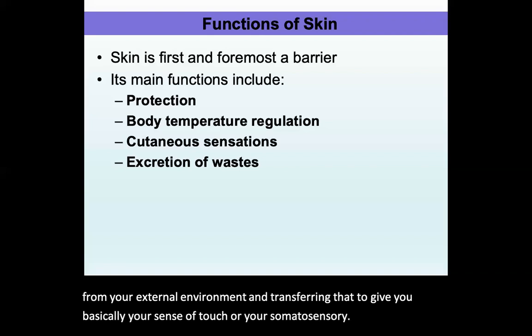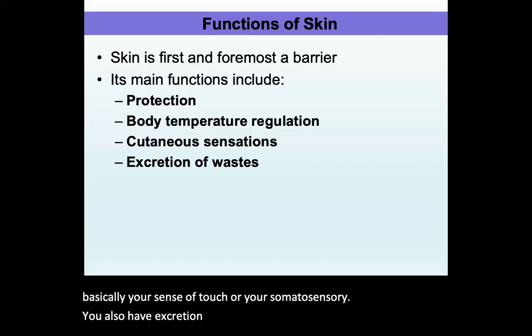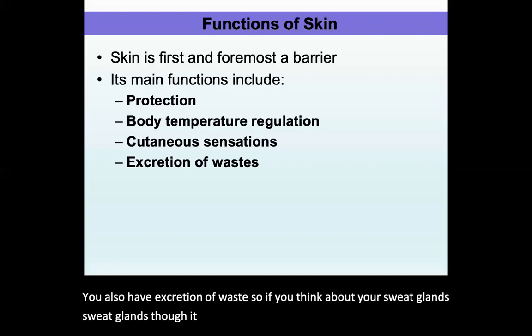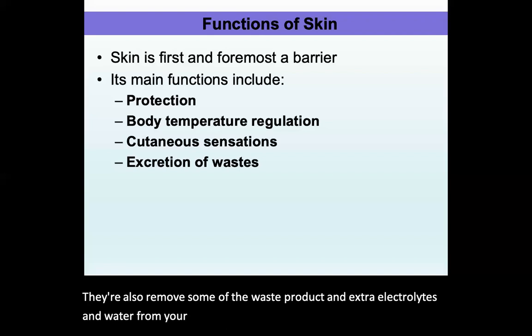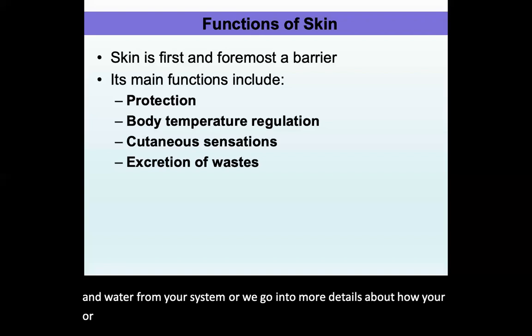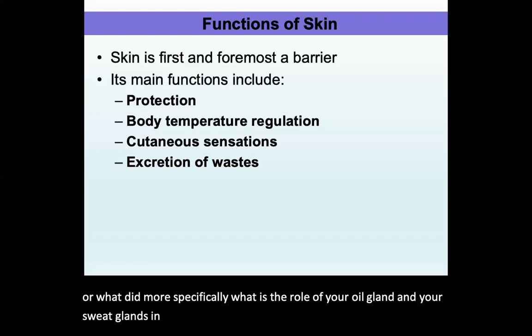You also have excretion of waste. If you think about your sweat glands, though they are part of body temperature regulation, they also remove some waste products and extra electrolytes and water from your system. We'll get into more detail about the role of your oil glands and sweat glands in terms of your integumentary system.